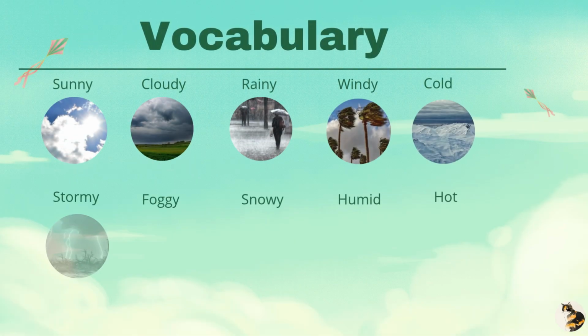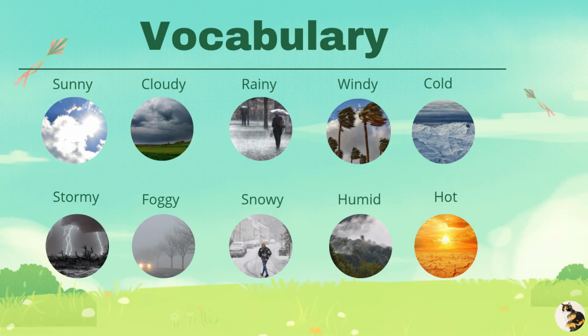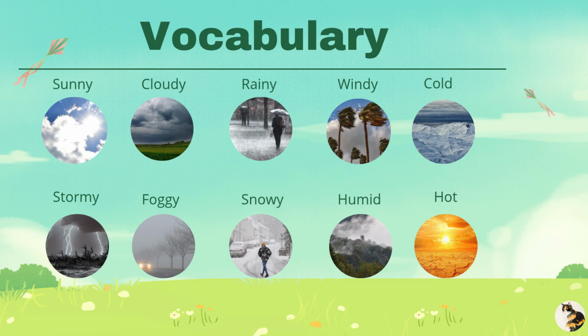Now, let's go practice the vocabulary before the exercise. We have sunny. Look at the picture. Cloudy, rainy, windy, cold, stormy, foggy, snowy, humid, and hot.